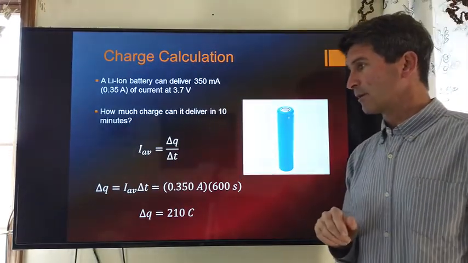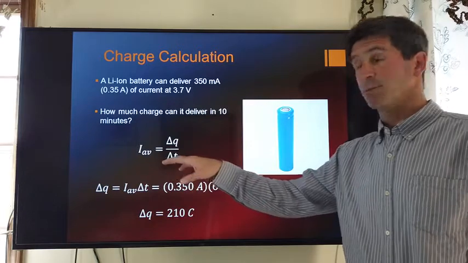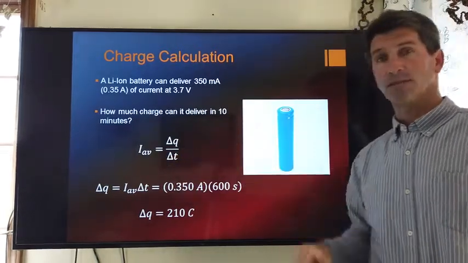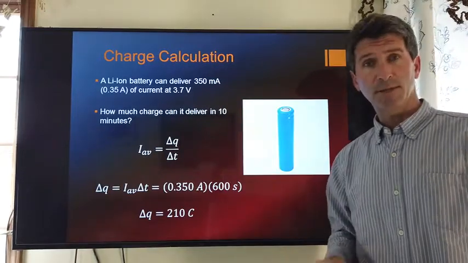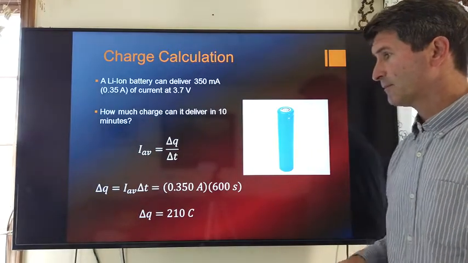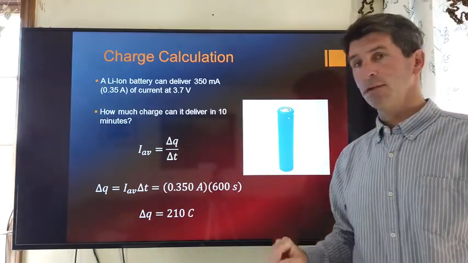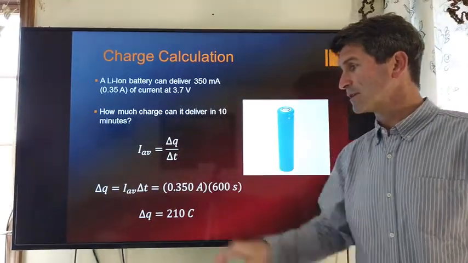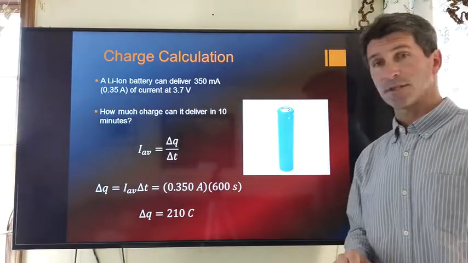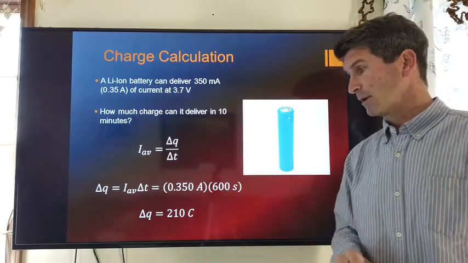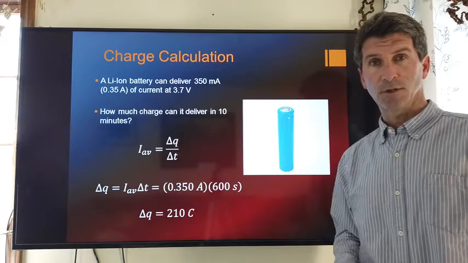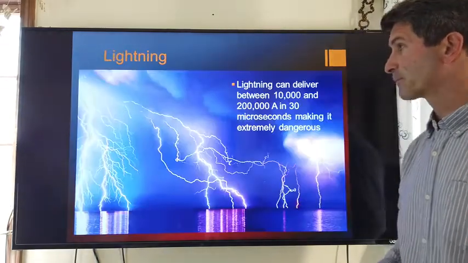We go again to our equation. Again, the average current is going to be 0.35 amps. We have the amount of charge divided by the time. The time is going to be 10 minutes. Convert that to SI units: 10 times 60 gives us 600. So solving for delta Q here, delta Q is equal to the current times the time. We have 0.35 amps times 600 seconds. From this battery, every 10 minutes we'll get about 210 coulombs of charge, which discharge from it.